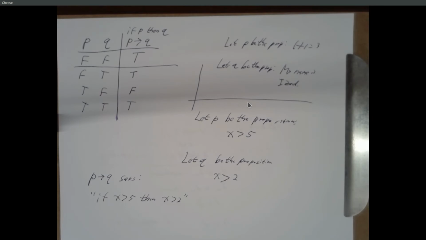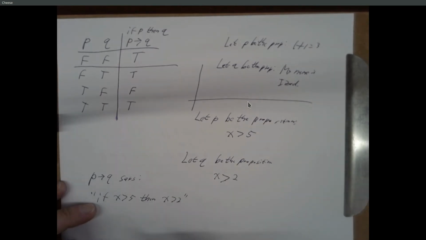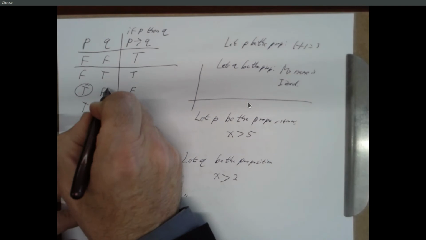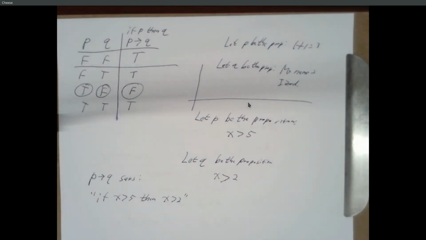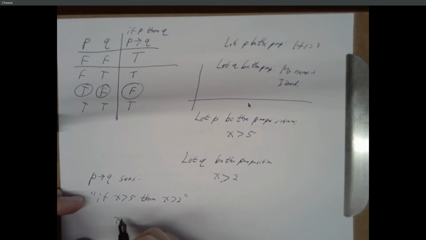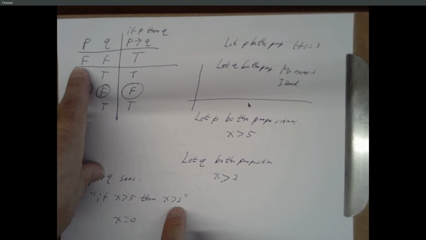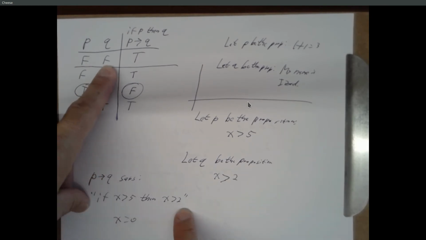The only way it could fail to be true is if we found some integer that was bigger than 5 but not bigger than 2. In other words, if we found some magic value of x for which x was bigger than 5 but it was not bigger than 2, then this if-then statement would be false. Any other case, this statement is true. So what is this first row? This first row is simply the case where x equals 0. Is x bigger than 5? No. Is x bigger than 2? No. That does not invalidate the fact that this statement is always true.